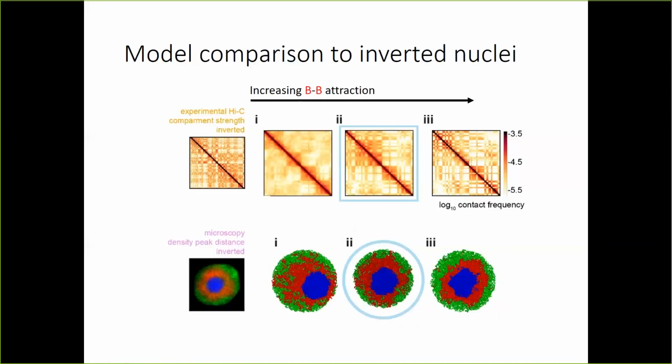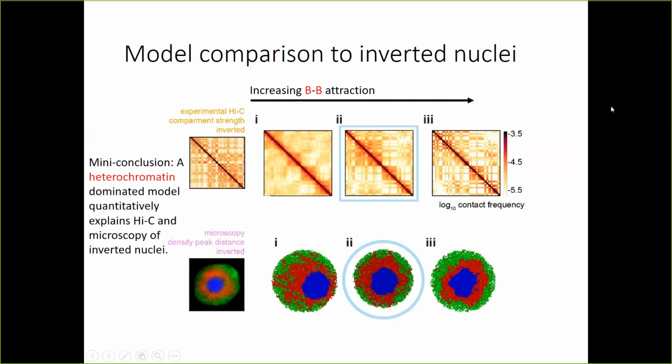Here are some representative visualizations of what's going on at particular spots in BB space. So this is at the optimal BB. This is what a configuration looks like, and this is what a simulated Hi-C map looks like. And so we think the visual agreement is pretty good. So a mini conclusion from that is that a heterochromatin-dominated model quantitatively explains both the Hi-C and the microscopy of inverted nuclei.